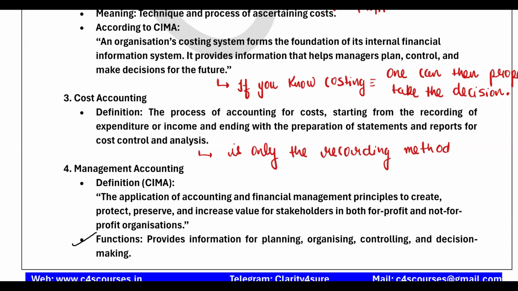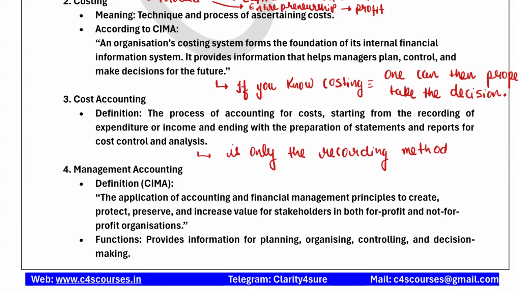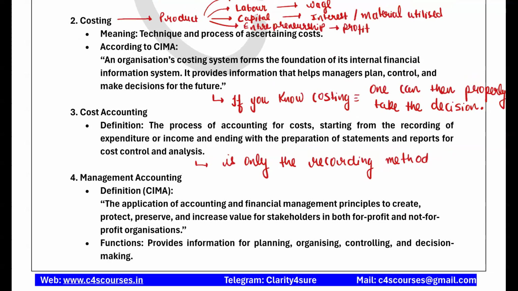So what is the function? It provides information for planning, obviously. If you have correct data for finance and cost, then you can plan very well, you will organize very well, you will control very well, and the decision making will also be perfect in management accounting. I hope it is clear now. Till here I hope there is no problem.